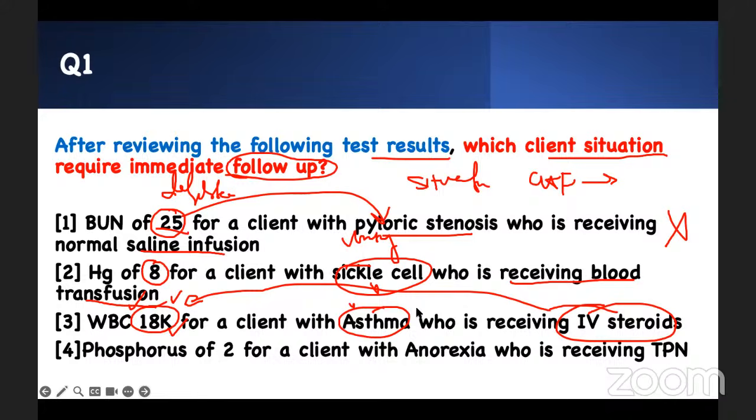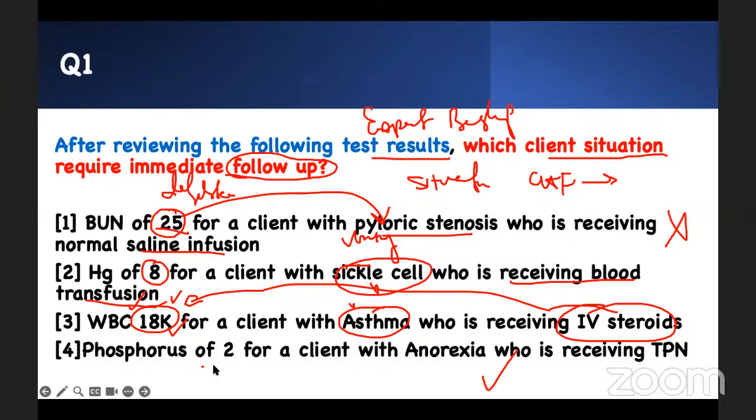Test taking strategy. 1, 2, 3 is gone. If you pick number 3, it's wrong. If you pick number 2, it's wrong. If you pick number 1, it's wrong, because these are all expected findings. We have to be sharp, we need unexpected. Therefore, number 4 is the right answer.